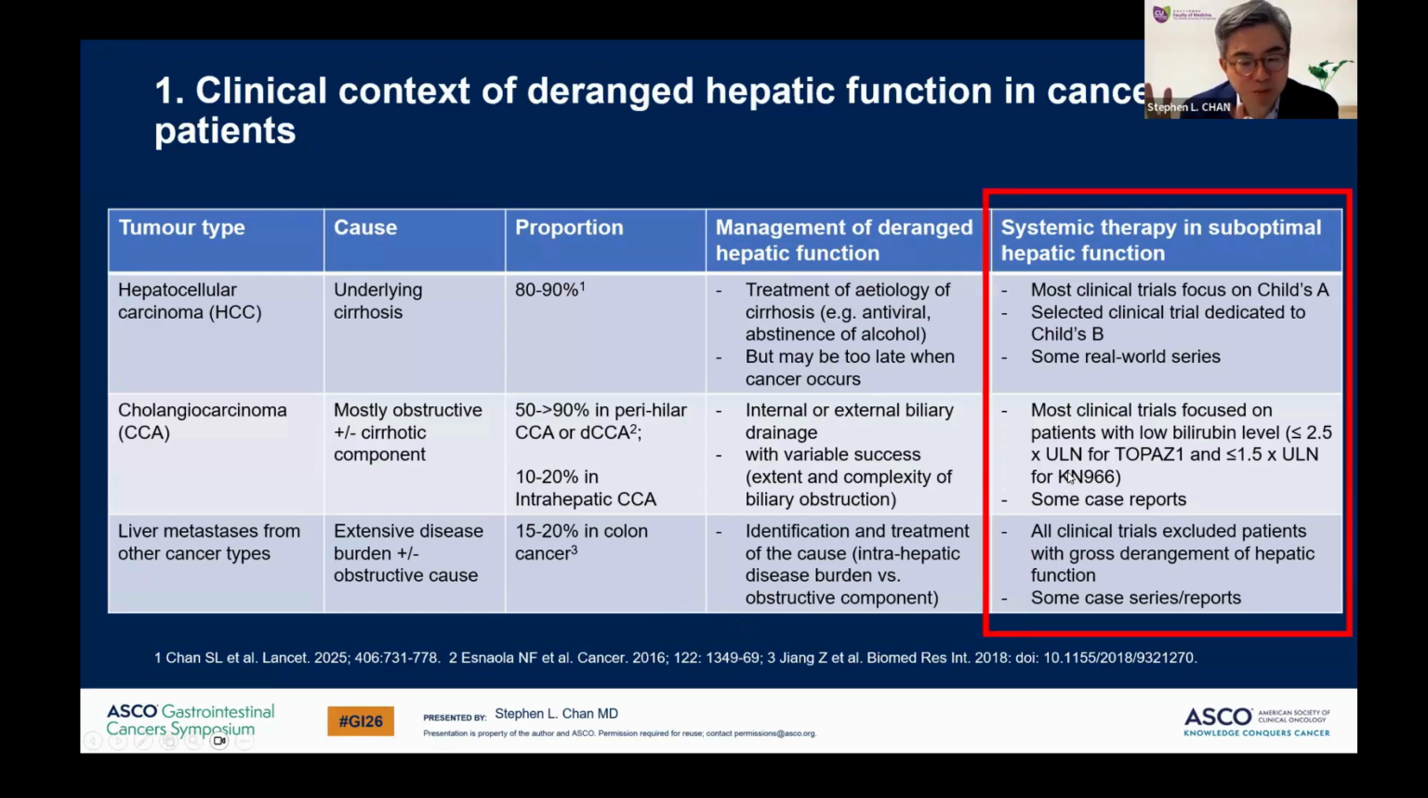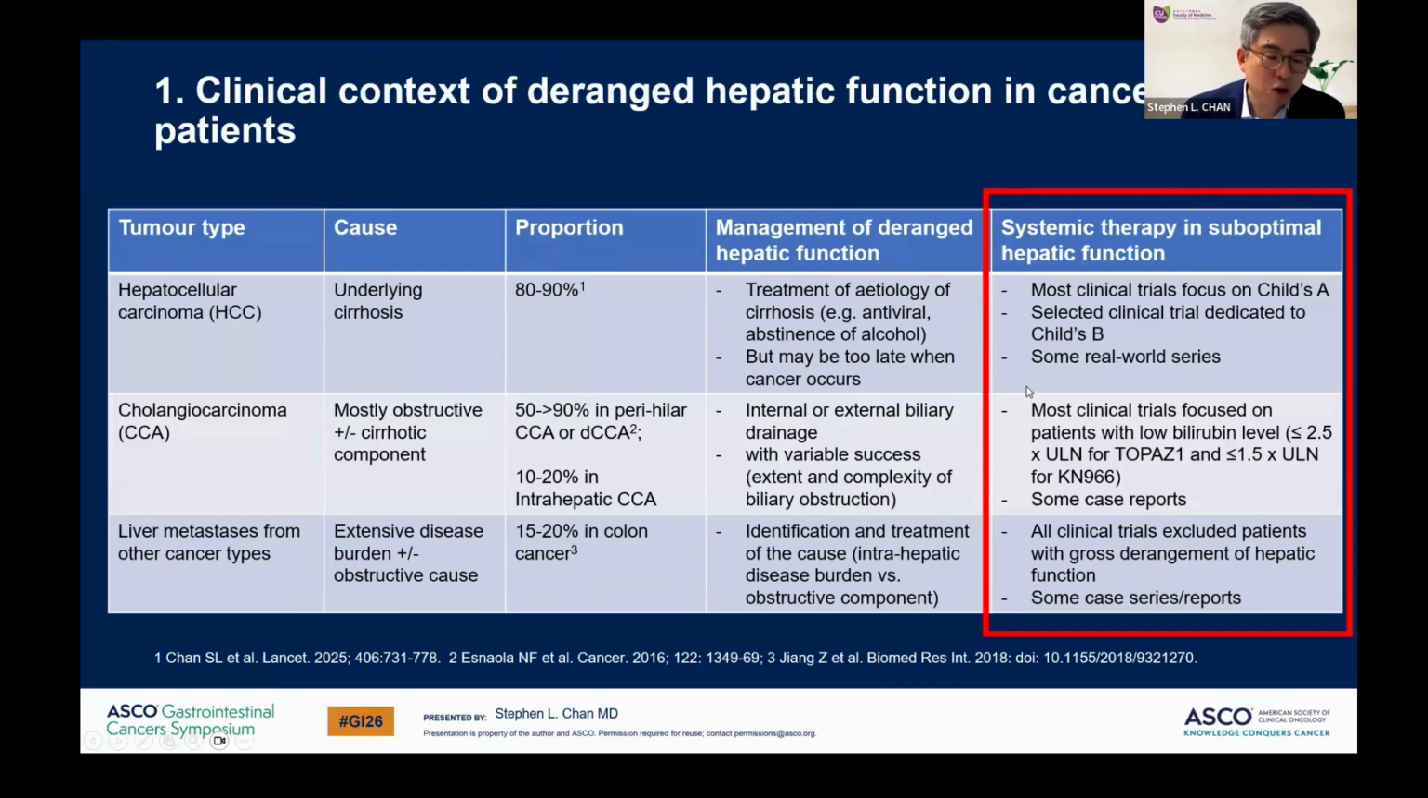But of course, I would bring your attention to the right-hand side column, which is about the data on systemic therapy in these patients with suboptimal liver function. And you can see that the data is very scarce. For example, in HCC, not surprisingly, most of the clinical trials were only conducted in Child-Pugh A. You do occasionally see some cohorts of patients dedicated to Child-Pugh B, but usually those with a better Child-Pugh B, like 7, or those with compensated liver function.